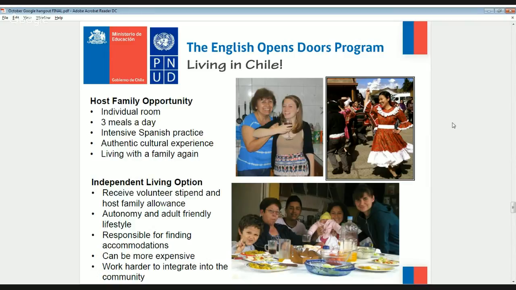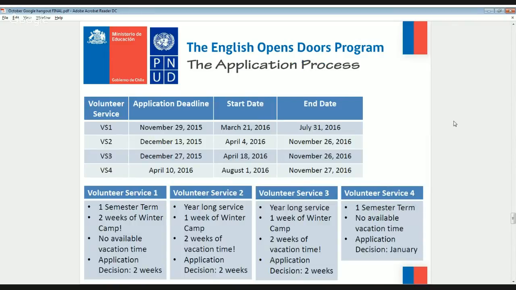Okay. So we've given you information about our program and the volunteer initiative. Now we want to talk to you about the steps that you would need to take if you were interested in our program to start your own volunteer experience with the English Opens Doors program. And that starts with the application process. So as you can see, we offer 4 services for 2016. We have 2 semester-long services and we have 2 year-long volunteer services. And I want to talk about some of the details in each of those services.